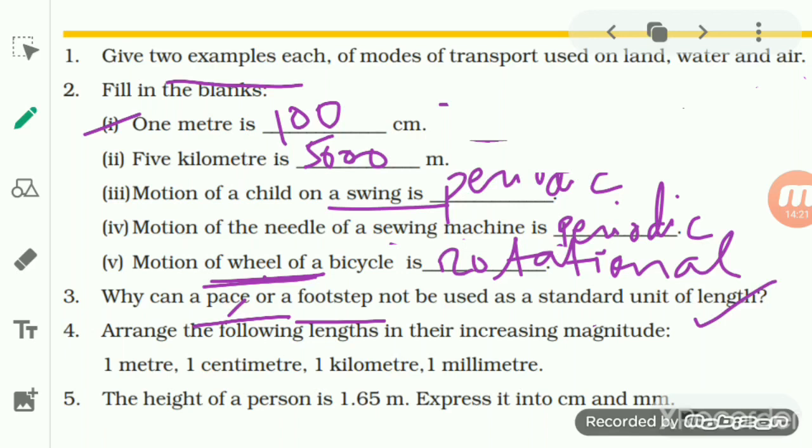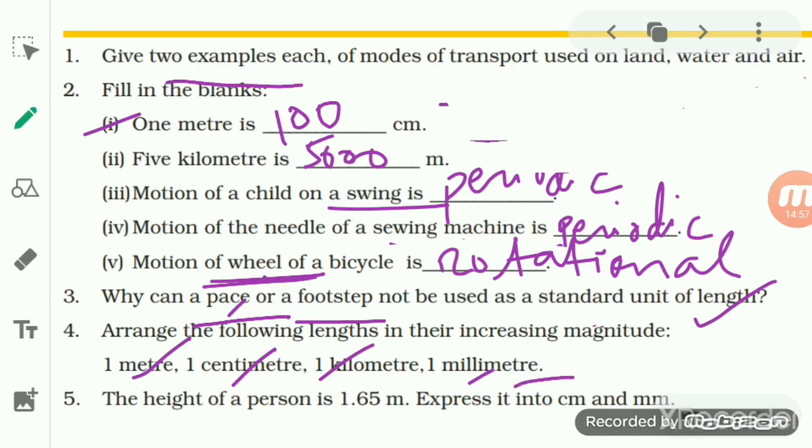Now see here, arrange the following lengths in their increasing magnitude. The first is 1 meter, another one is 1 centimeter, then 1 kilometer, and then 1 millimeter. We have to write them in increasing magnitude. It means we have to arrange them according to their values, which one is greater or smaller. The smaller one, having the lesser value, will come first, and the greater one will come last.